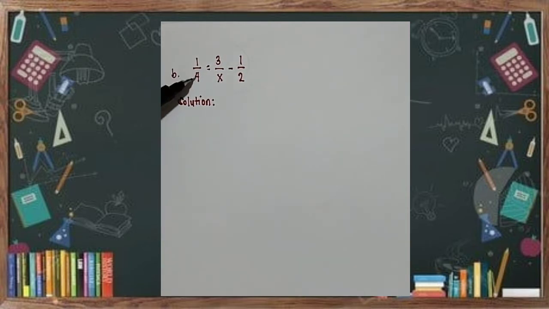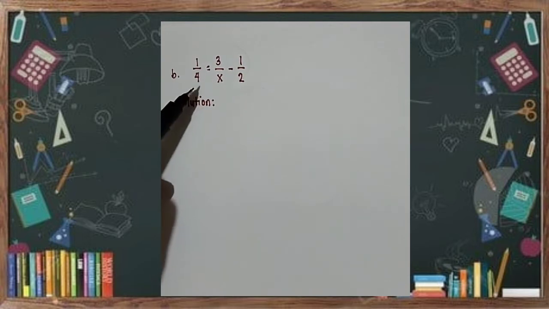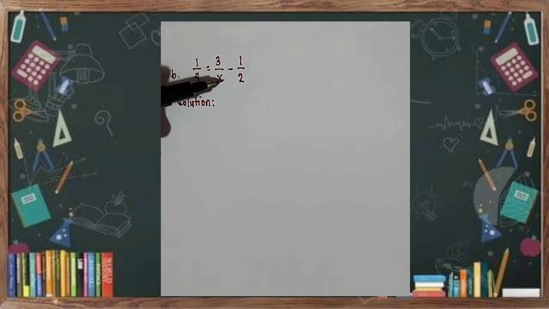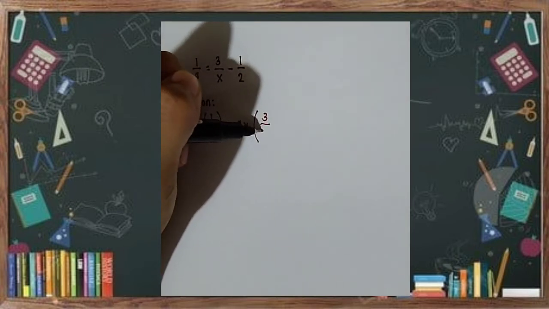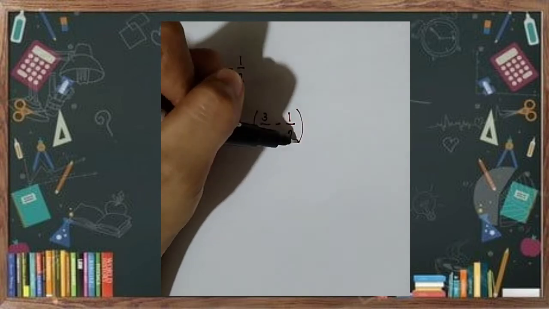Letter B. 1/4 equals 3 over x minus 1/2. Okay, so we need to find the value of x by computing the rational equation. Okay, so first, again, we need to determine what is the LCD of 4, x, and 2. So, the LCD is 4x. Kasi yung 4x pwedeng ma-divide sa 4, sa x, at sa 2. Okay? So, let's multiply the LCD to the equation. Okay? So, 4x times 1/4 equals 4x times 3 over x minus 1/2.